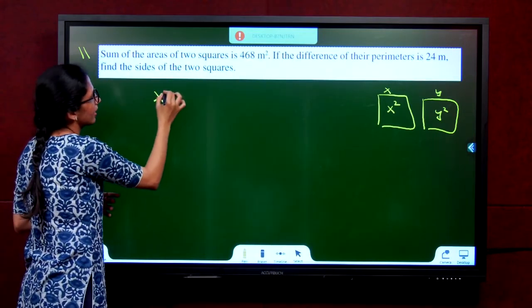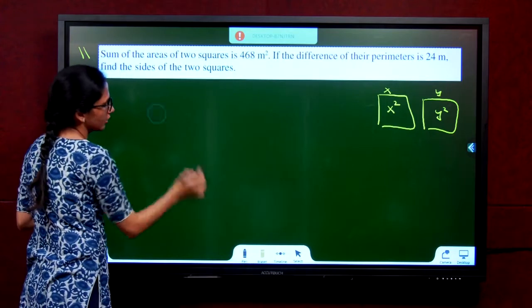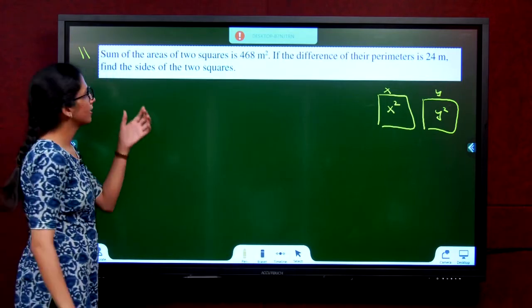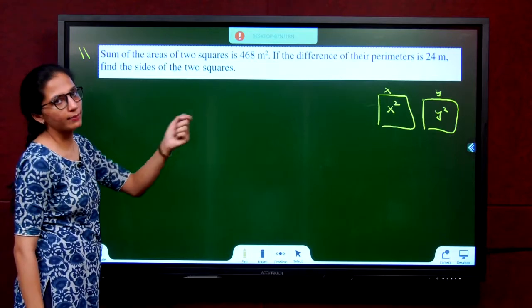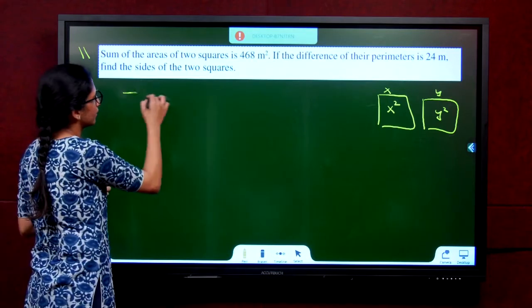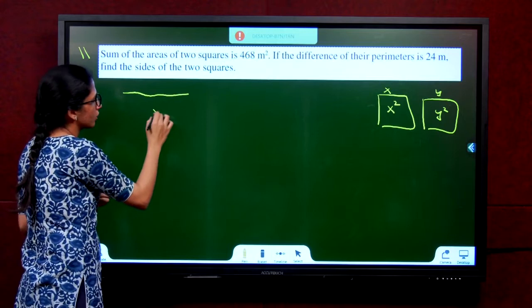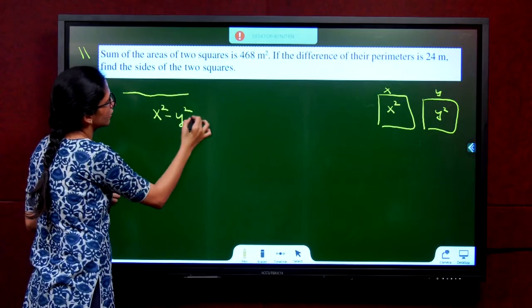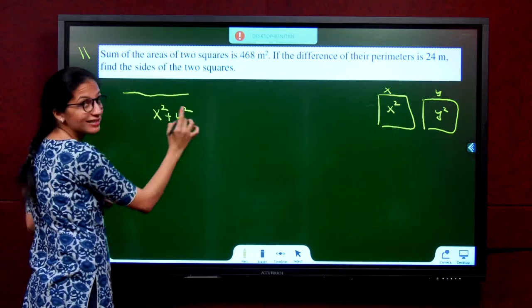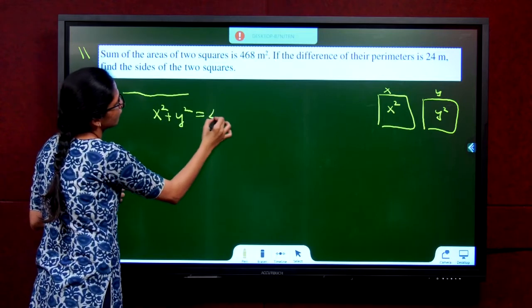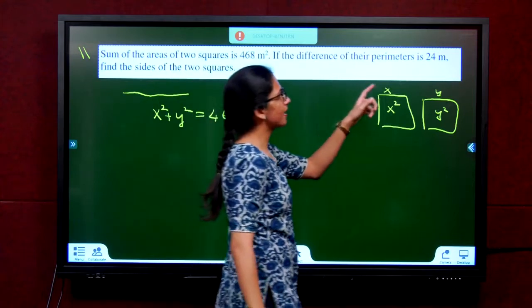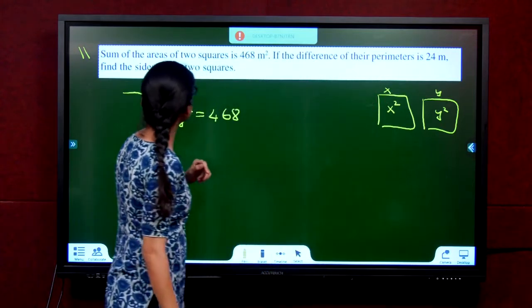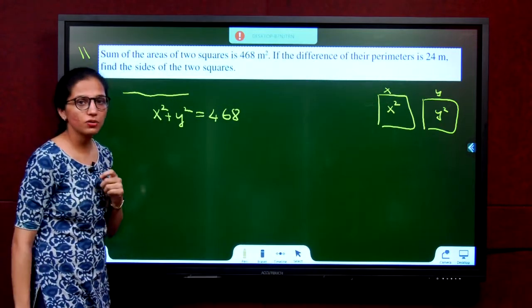So sum of the areas. Can I say first statement, all of you first write down: Let the side lengths of the two squares be x and y meters respectively. Please write down that statement. So first equation, x square plus y square, because it's a sum, not difference, is equal to 468. If the difference of their perimeters is 24 meters, find the two sides of the squares.